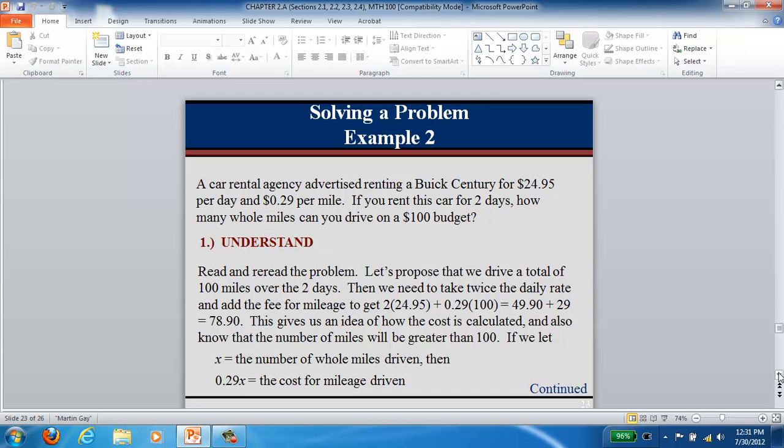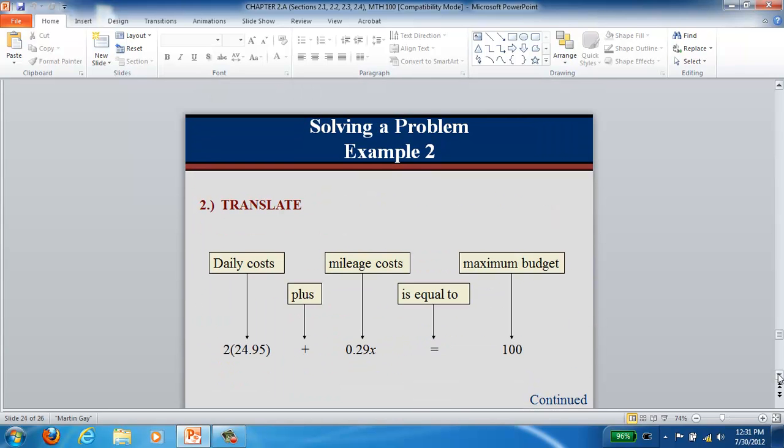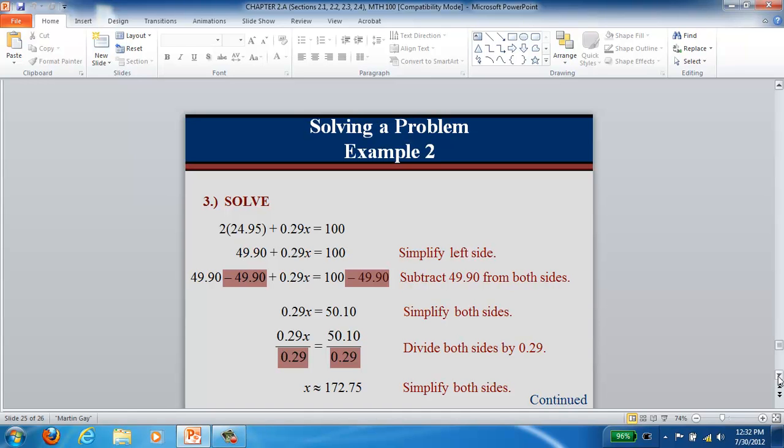Therefore, we let x equal the number of whole miles driven, then 0.29x is the cost for mileage driven. Translate into an equation. Our daily cost is 2 times 24.95 plus the 0.29x equals the maximum budget of $100. Now solving for x, our final answer is approximately 172.75.